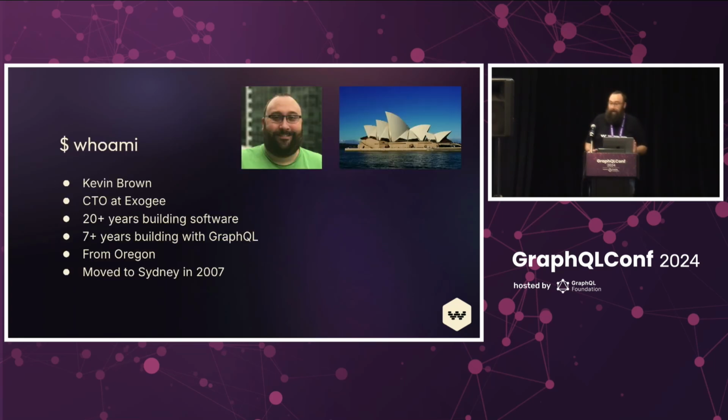So who am I? Why should you care? I'm Kevin Brown. I work with a company called Exogee. We're based in Sydney, Australia. And I've been building software for a very long time. I've been building with GraphQL for a very long time. And so we've hit a lot of problems and solutions with GraphQL, so I wanted to share those with you today. I'm originally from just around the corner in Oregon, hence the accent, but I'm now Australian. So that's me.